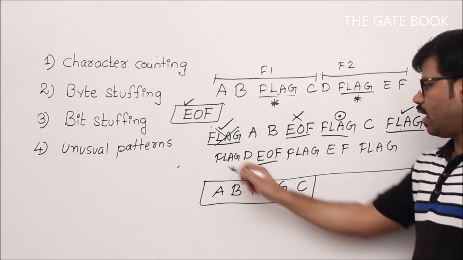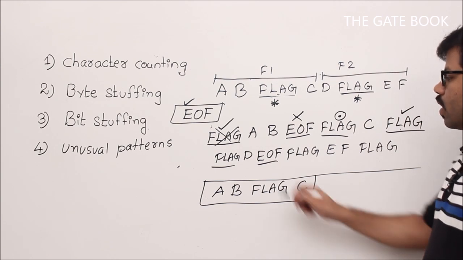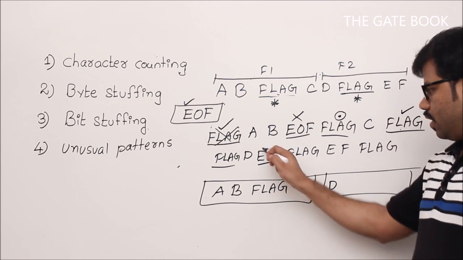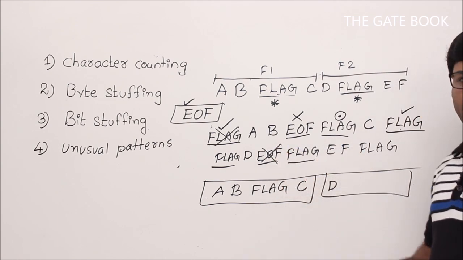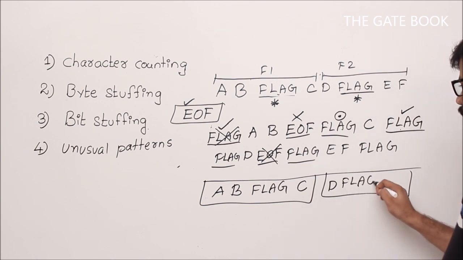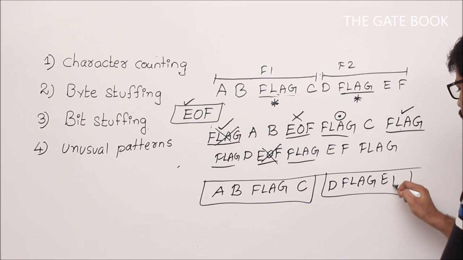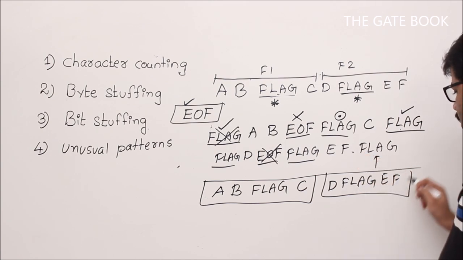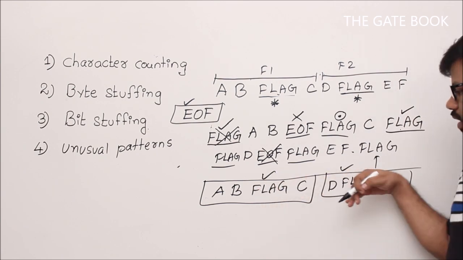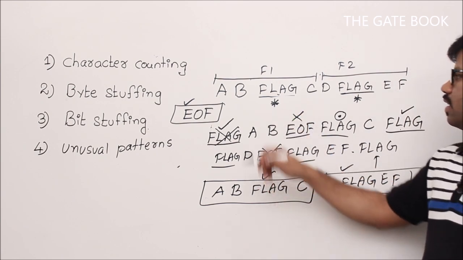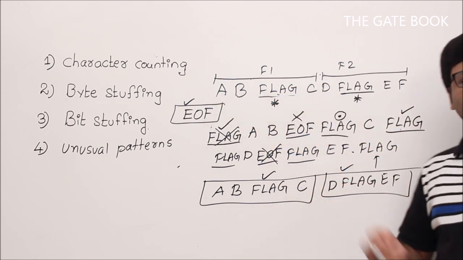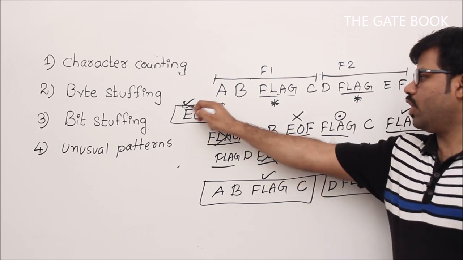Next, start. Again flag, the start of the frame. Then D, data, right? Then EOF. Whenever you see EOF, discard it. Then the next symbol should be skipped. It's data. That means add the flag. After that, E F. When you see this flag without EOF, that means it is the end of the frame. In that way, we are successfully able to separate into frames, correct? The sender is thinking that A B flag C is the data, and D flag E F is the data, and we are getting the same. So because of the help of EOF, remember.